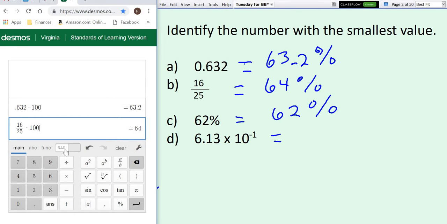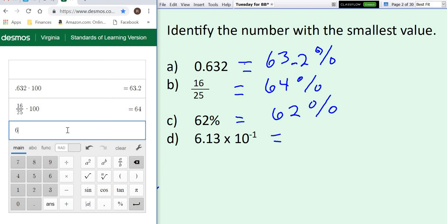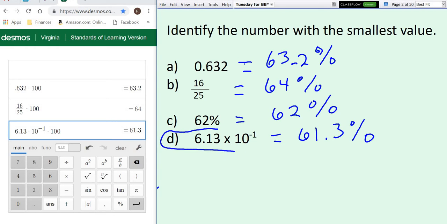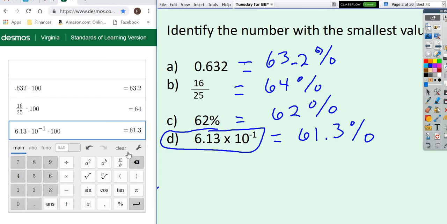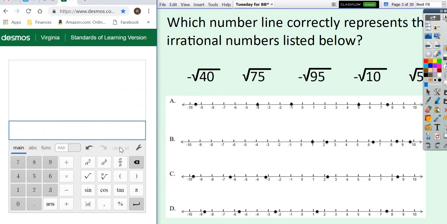So then I'm going to do the last one, which is 6.13 times 10, raised to an exponent of -1. But then I have to remember, I have to multiply anything that is not a percent by 100 to change it to a percent, which gives me 61.3%, and they wanted the smallest, so D is your answer. Do not do any of these questions without first using your calculator. It is very important. These are too easy to miss.